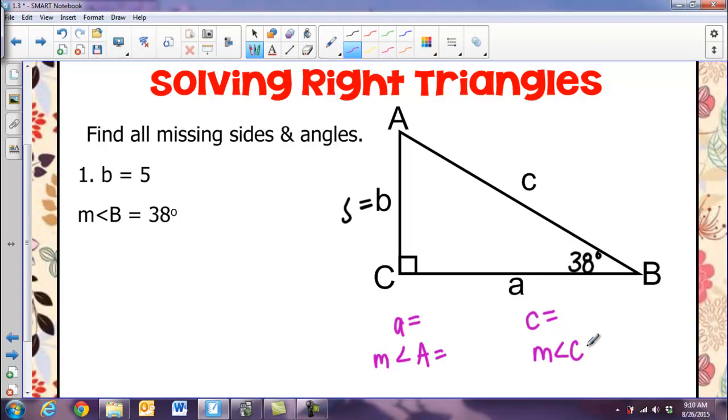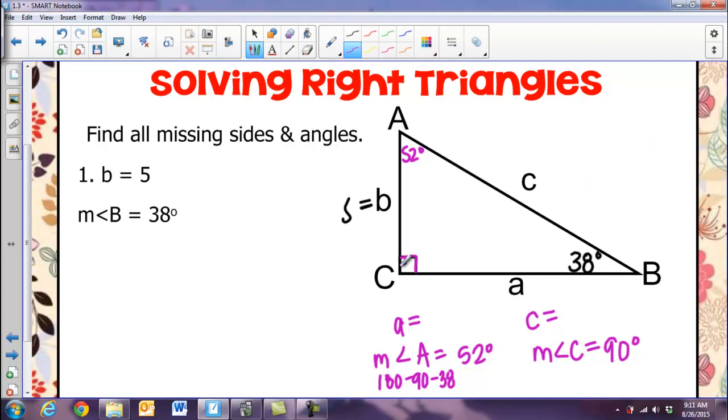Well, sometimes it's easy because, look, it's already marked. So angle C is 90 degrees. Got one thing that I don't have to do now. And then if I want to find this last angle, all I have to do is know that all the angles of a triangle add up to be 180 degrees. So I could take 180 minus 90 minus 38 and find out that the measure of angle A is 52 degrees. Okay. So now we've got to worry about side a and side c.